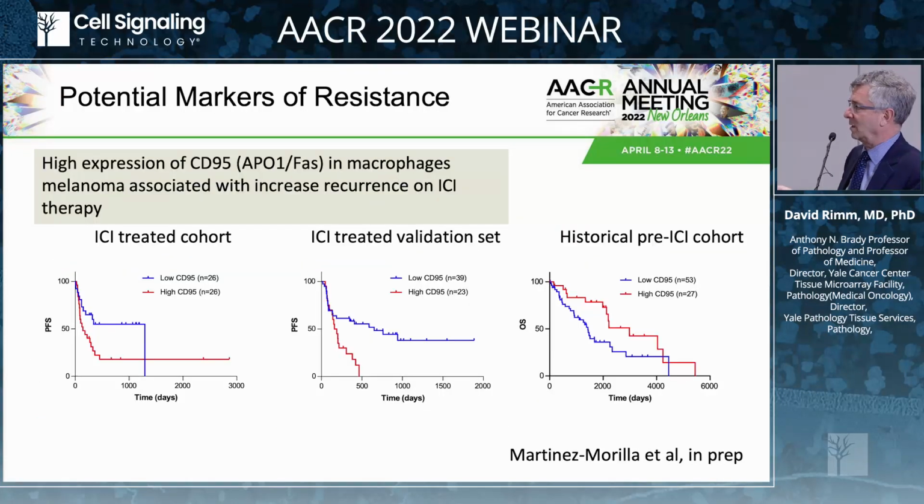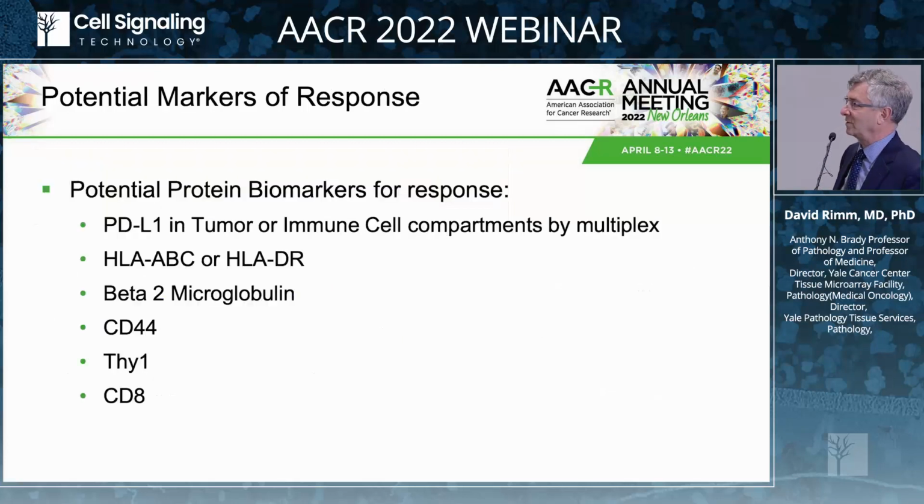In similar work, Sandra Martinez-Murillo in the lab found a similar pattern with a training set, a validation set, and then a historical cohort, suggesting that CD95 might be associated with resistance to immunotherapy. And so, once we have our fluorescence CLIA lab up and running, we hope to be able to predict resistance to immunotherapy in assays 3, 4, and 5 that come out of our CLIA lab in the future. It's harder to look for biomarkers of response when the marker's lost, and so these are all markers that are lost.